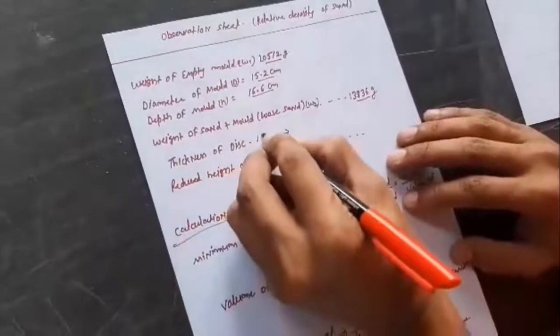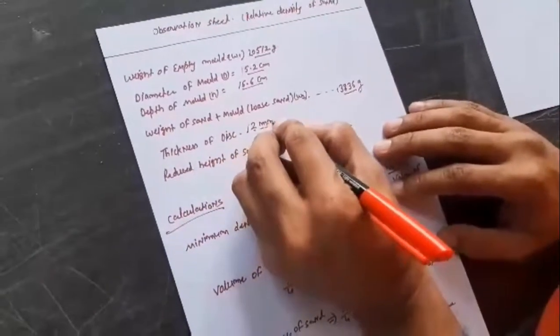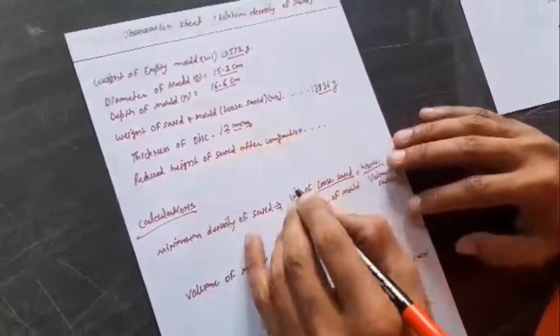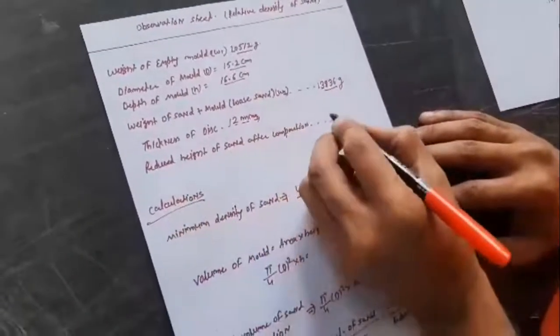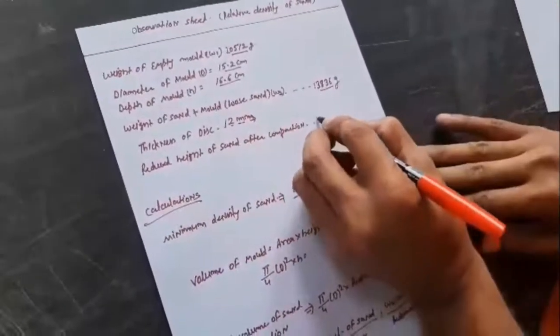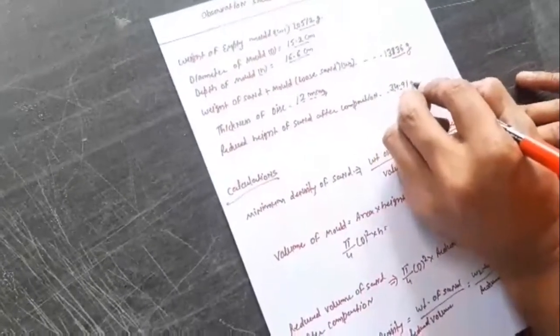Now bring all the values into the observation sheet, where we need to calculate all the values. Put the value of thickness of disc or plate, that is 12 mm. The reduced height of sand after compaction is the total height you have to use. This was 34.91 mm.